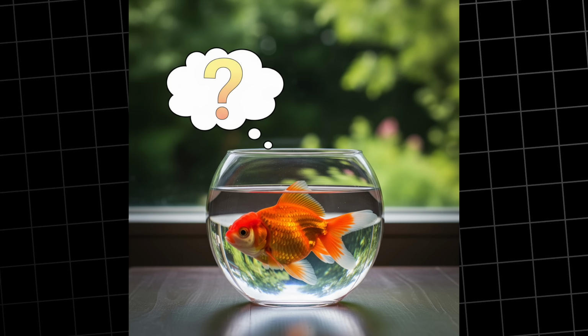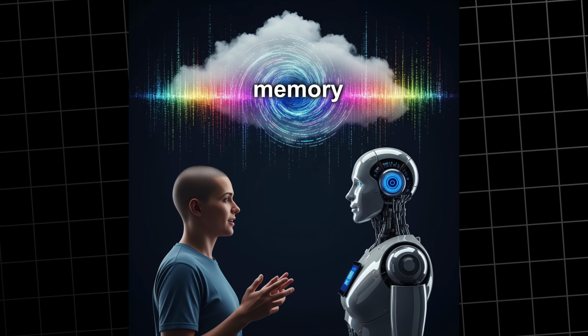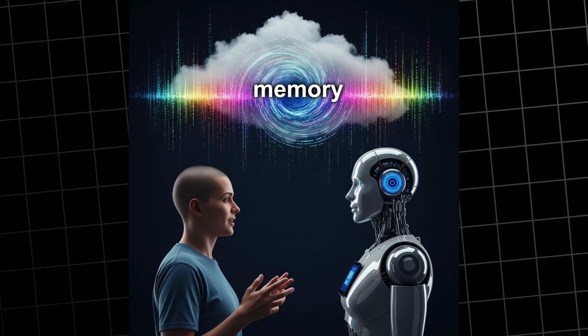A big limitation of many AI assistants is that they have no long-term memory. Most AI is stateless. It's like having a conversation with a goldfish. Every interaction is a fresh start. But what if we could change that? What if we could give our AI a brain to store its memories, making it truly state aware?